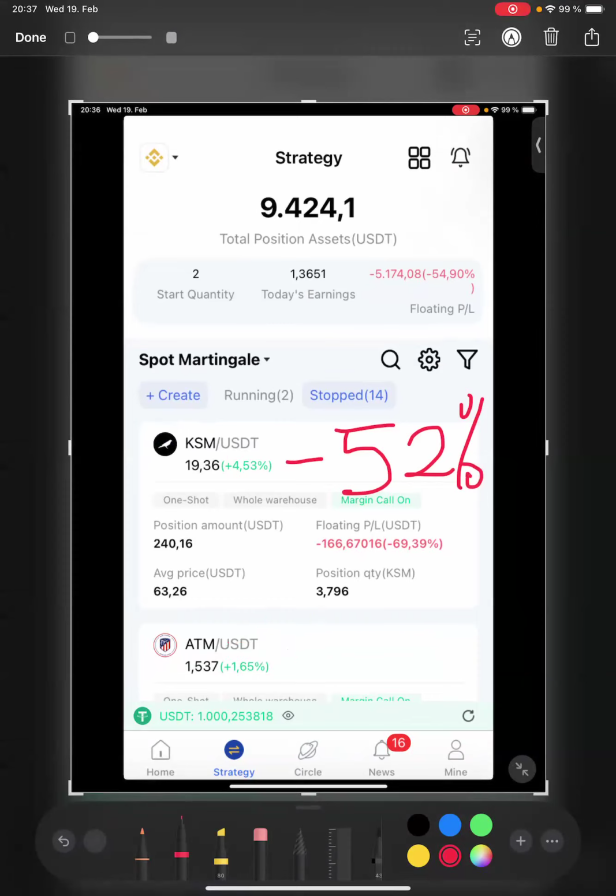Okay. Why? We did manual replenishment. I first bought only 100 USDT. Okay. Then later, I opened more margin calls. It has bought, is it once or twice? And it has reduced it from negative 52 to negative 28.